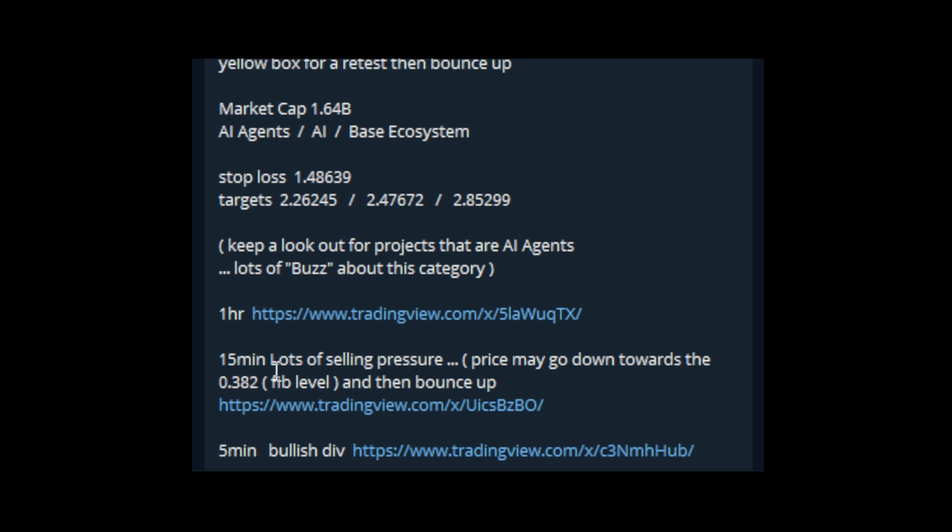And then if there's additional information on the lower time frames, for example, this one, the 50-minute has a lot of selling pressure. Price may go down towards the 0.382 fib level and then bounce up. That way, if the price does come down, we're not freaking out, we're expecting it, and then, of course, we'll be looking for that bounce. And if the bounce doesn't happen, well, then we have our stop loss and we get stopped out. Getting stopped out and losing trades is part of the game.